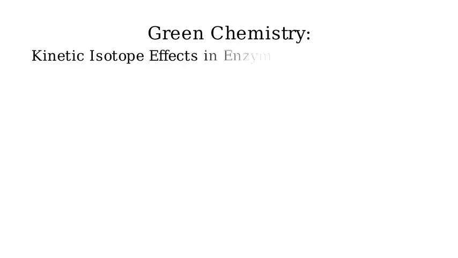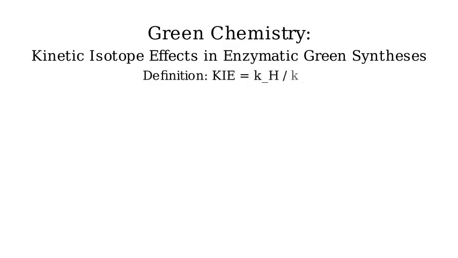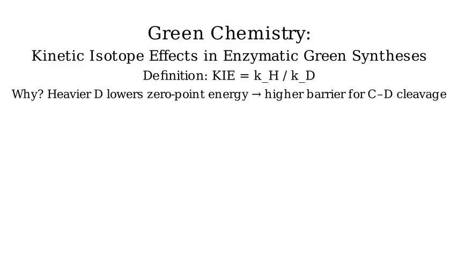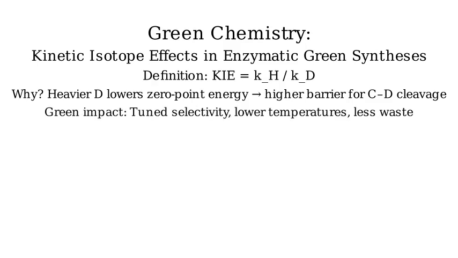Welcome to Green Chemistry: Kinetic Isotope Effects in Enzymatic Green Syntheses. Kinetic isotope effects arise when you replace an atom, for example hydrogen, with a heavier isotope like deuterium. Heavier isotopes have lower zero-point vibrational energy, so breaking a carbon-hydrogen bond is usually faster than breaking a carbon-deuterium bond. In green chemistry, we exploit this effect to enhance selectivity, reduce energy input, and minimize waste in enzyme-catalyzed syntheses.